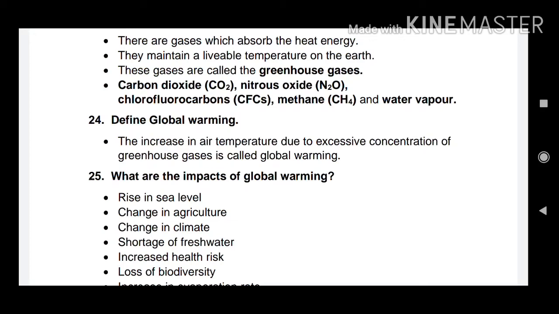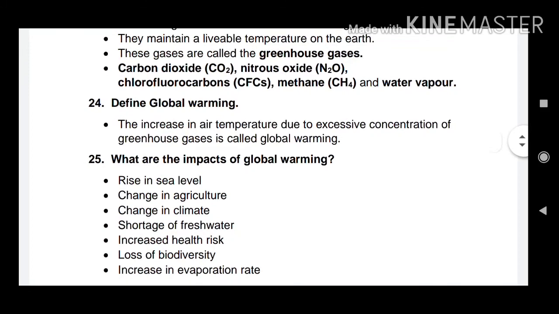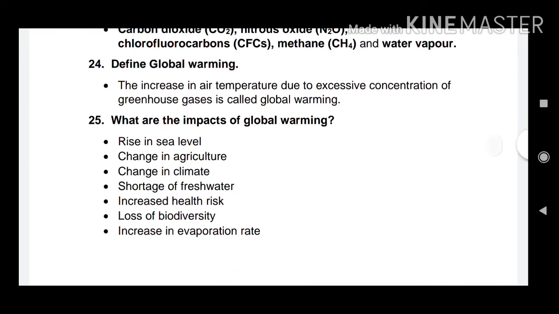The next one is, what are the impacts of global warming? In other words, what are the effects of global warming? Number 1, rise in sea level. Number 2, change in agriculture. Then change in climate, shortage of fresh water, increased health risk, loss of biodiversity, increase in evaporation rate.